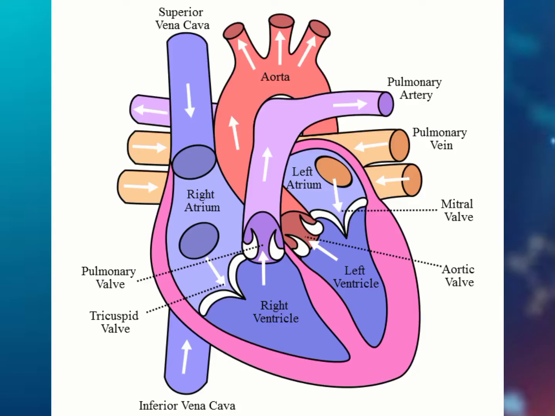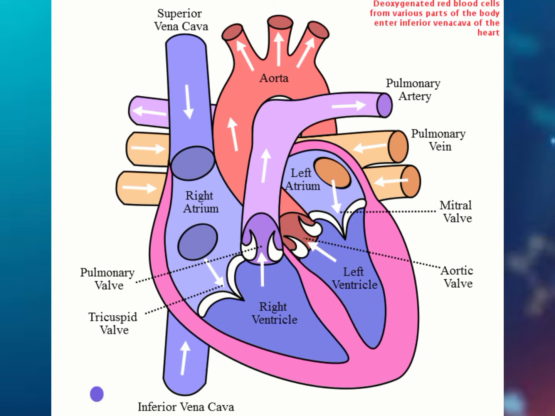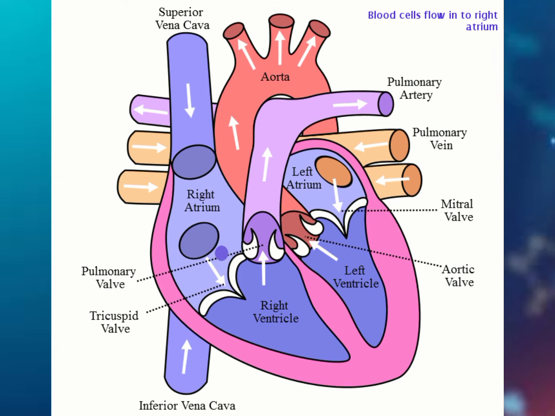This is how the blood circulates. Deoxygenated red blood cells from various parts of the body enter the inferior vena cava of the heart. Blood cells flow into the right atrium and then into the right ventricle, then exit to the lungs via the pulmonary artery.